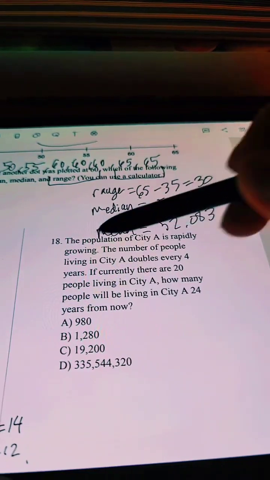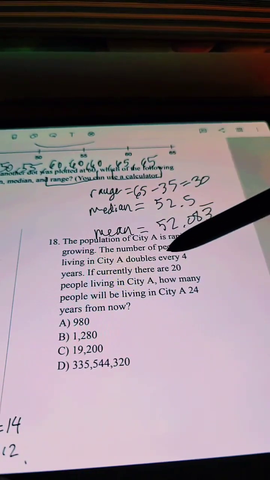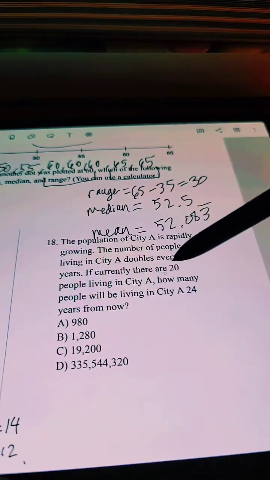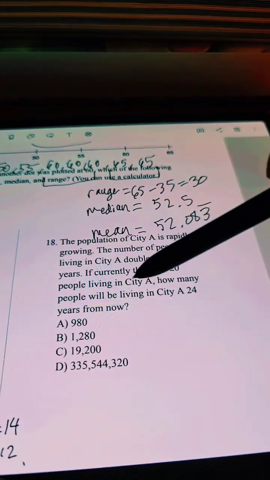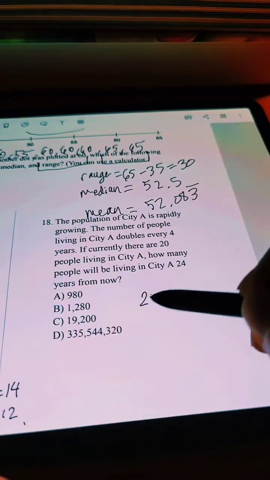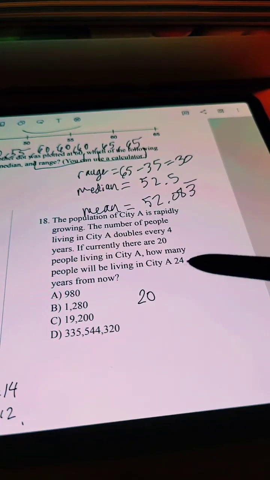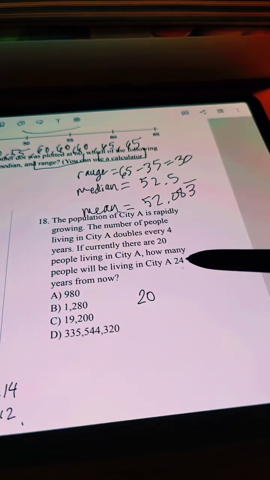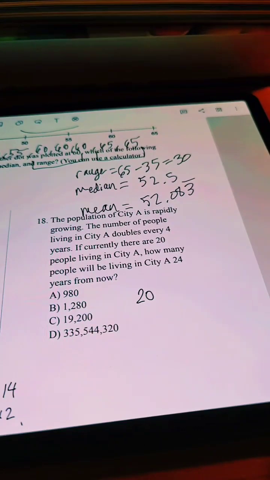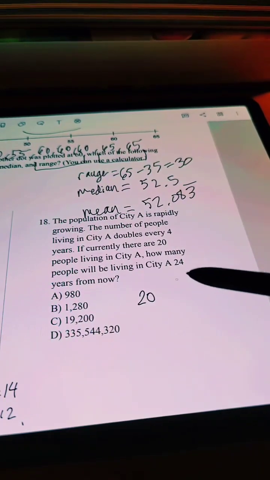The population of City A is rapidly growing. The number of people living in City A doubles every 4 years. If currently there are 20 people living in City A, how many people will be living in City A 24 years from now? So there's 20 people currently, and then every 4 years it's going to double. So if we're talking about a period of 24 years, and we divide that into intervals of 4 years, we have 6 different times it's going to double.